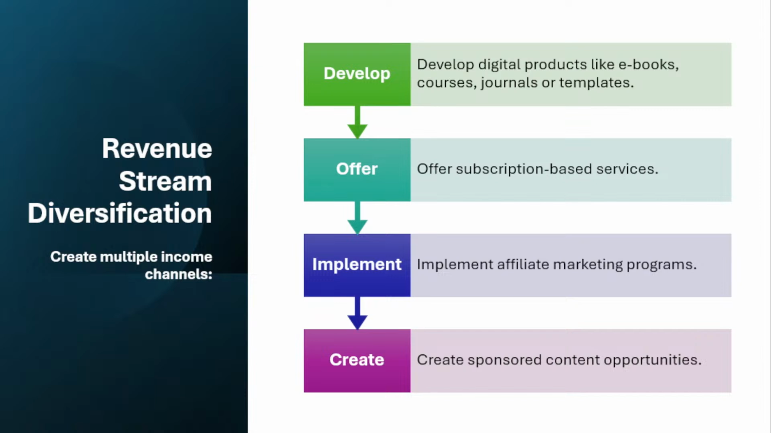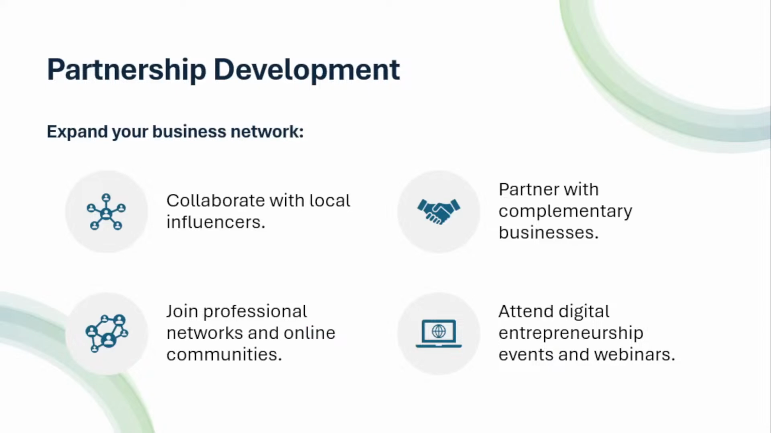So after that, you look at creating sponsored content opportunities, where you can use influencer marketing and the likes. And this is something that can help you to create revenue stream diversification. It will help you to create multiple streams of income or multiple income channels for your online business. Did you get that?